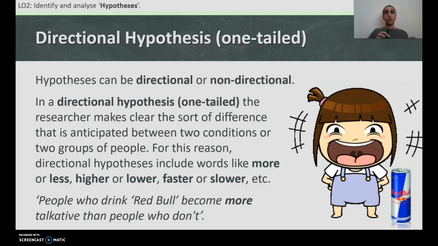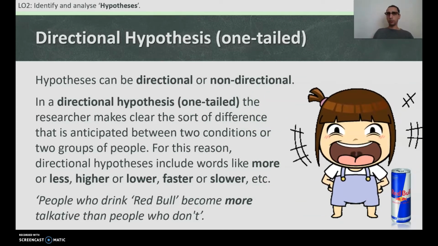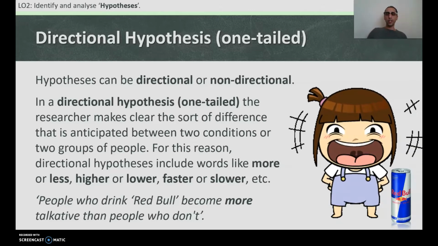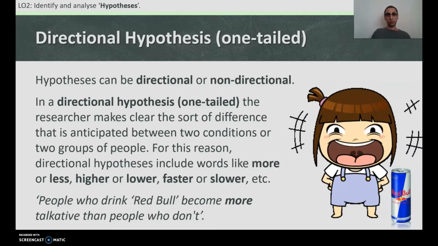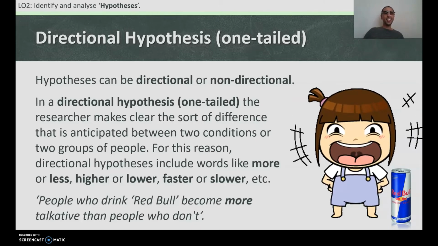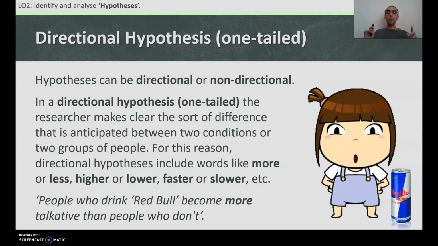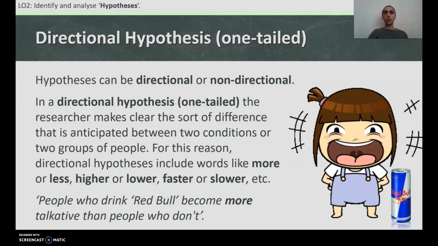Hypotheses can be directional or non-directional. Ooh, you're getting into uncharted territory now. What is this directional, non-directional you speak of? I'll let you know. Here we go. In a directional hypothesis, also known as a one-tailed hypothesis, the researcher makes clear the sort of difference that is anticipated between the two conditions or groups of people.